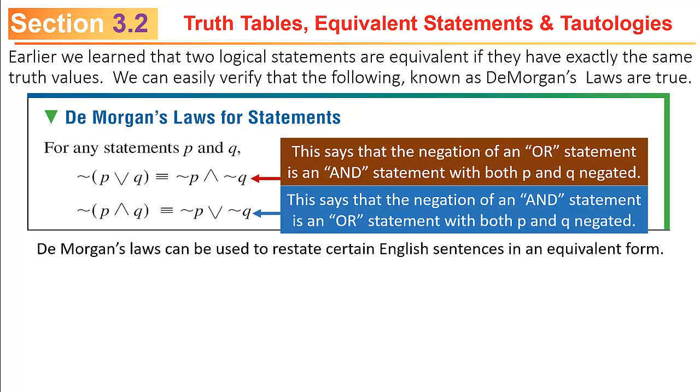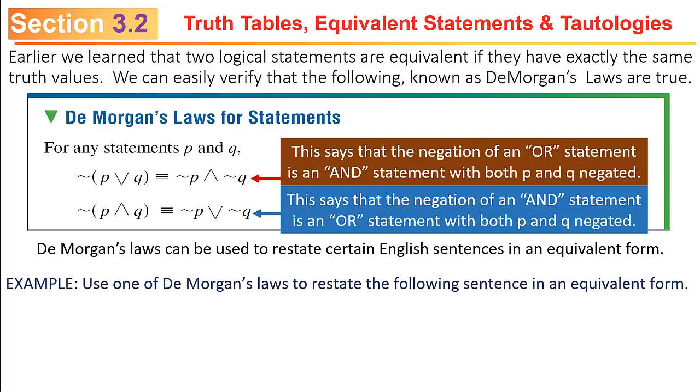De Morgan's laws can be used to restate certain English sentences in an equivalent form. For example, I might ask you to use one of De Morgan's laws to restate the following sentence in an equivalent form. It is not true that I graduated or I got a job. You need to think of this in terms of the symbols. The "it is not true that" is like the tilde. It's the negation.